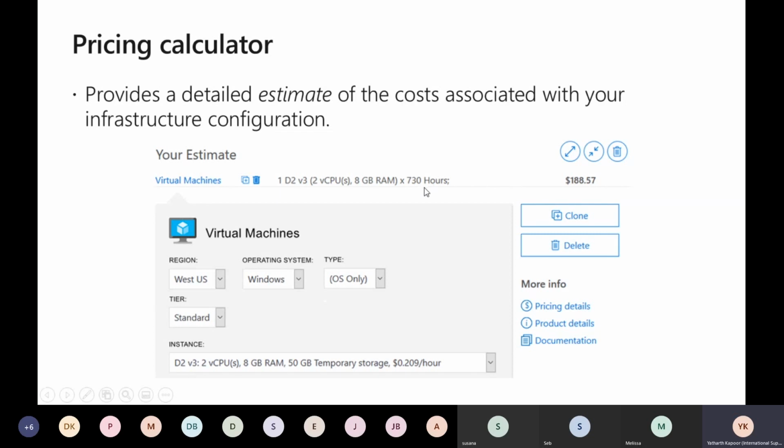As you can see, it says 730 hours. 730 hours would mean a whole month of functioning. A virtual machine running 24/7, that's going to be the cost per month. And that's pretty good, to be honest.